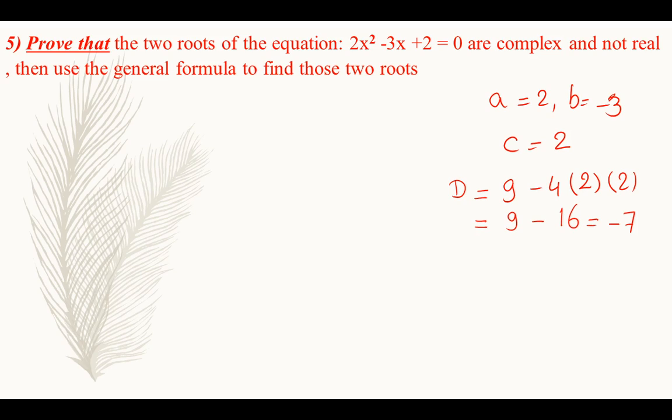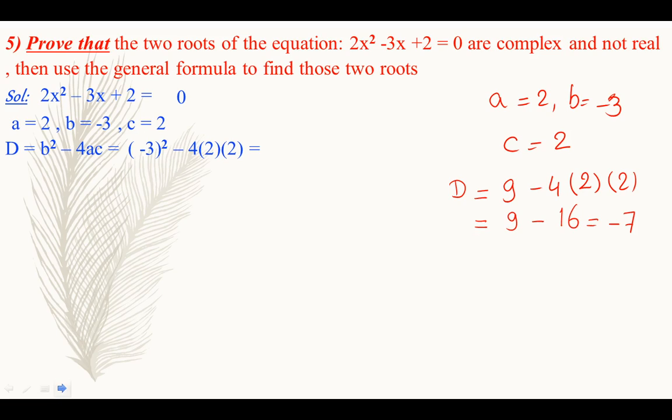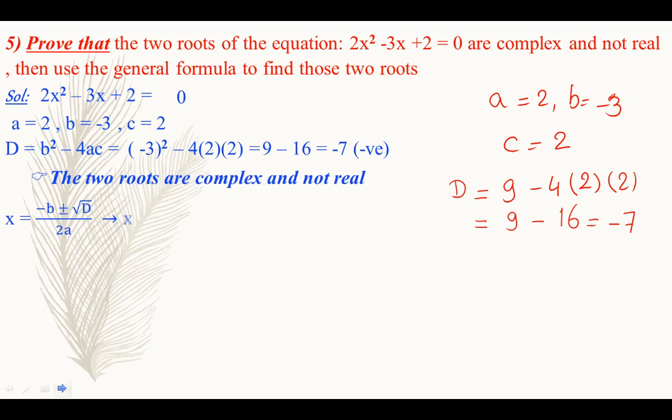Then he asked you to use the general formula to find those two roots, and it will be easy for you to find the two roots by using the formula. Let's solve this example again by using the PowerPoint. 2x² minus 3x plus 2 equals 0. A equals 2, B equals negative 3, C equals 2. Discriminant B² minus 4AC equals negative 3 squared minus 4 multiplied by 2 multiplied by 2, and the result will be 9 minus 16 equals negative 7. Here all we care about is the sign of the discriminant. The discriminant equals negative 7, so its sign is negative, so the two roots of the quadratic equation are complex and not real roots.